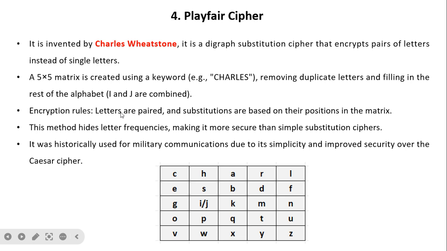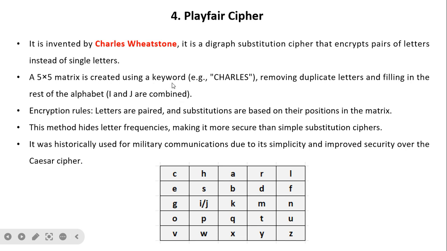Encryption rules. Letters are paired and substitutions are based on position in the matrix. This method hides letter frequencies because it is using bigrams, therefore it is more secure than a simple substitution cipher. It was historically used for military communication due to its simplicity and improved security over the Caesar cipher.